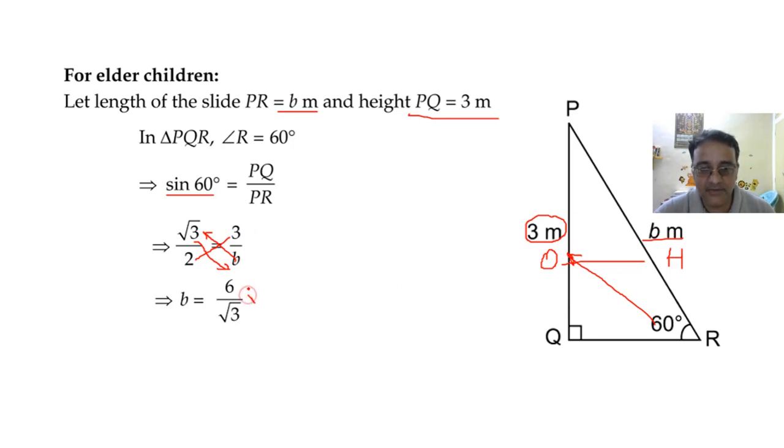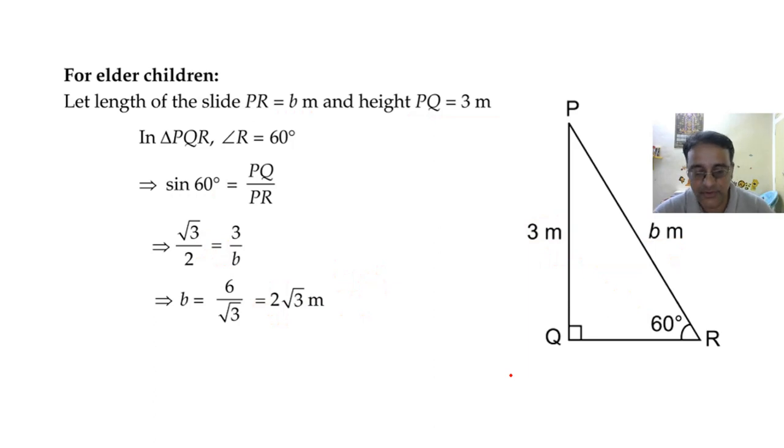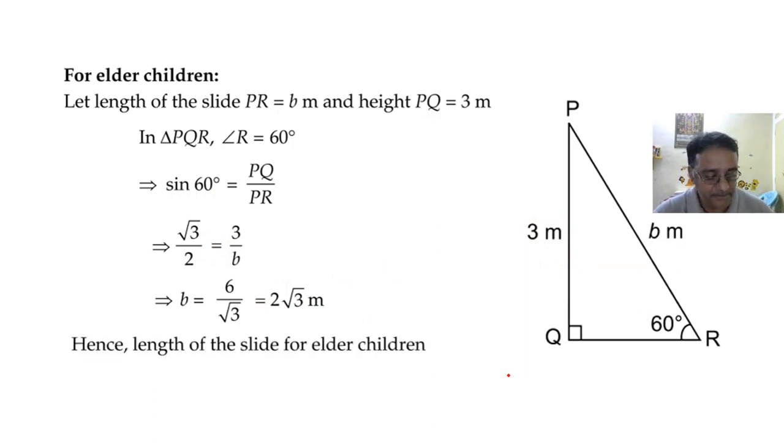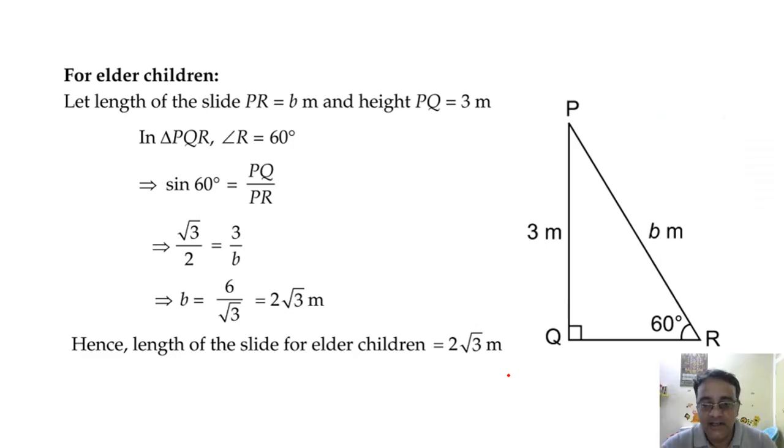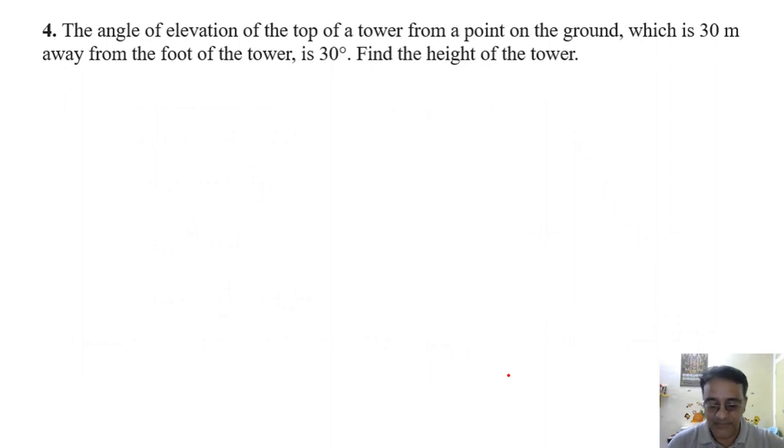So here also what we can do, we can rationalize. हम लोग rationalize कर सकते हैं. So multiply and divide by root 3. So we will get 6 root 3 by 3. If you write directly also no issue. So we'll get 2 root 3. Okay, so 2 root 3. Hence the length of the slide for elder children is equal to 2 root 3 meter. So now we are going to move towards fourth question.